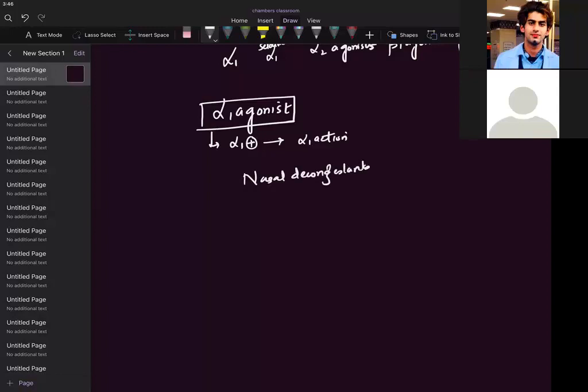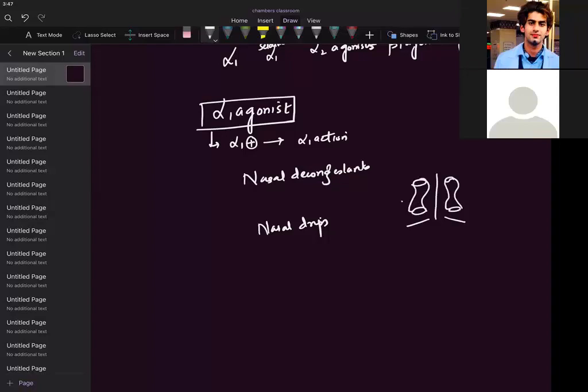Nasal decongestants are used when you have nasal drips, coming from your nose in case of any inflammation, any flu. Your nose gets congested because of the vasodilated vessels. They become bulky, and you have leaking of fluid.